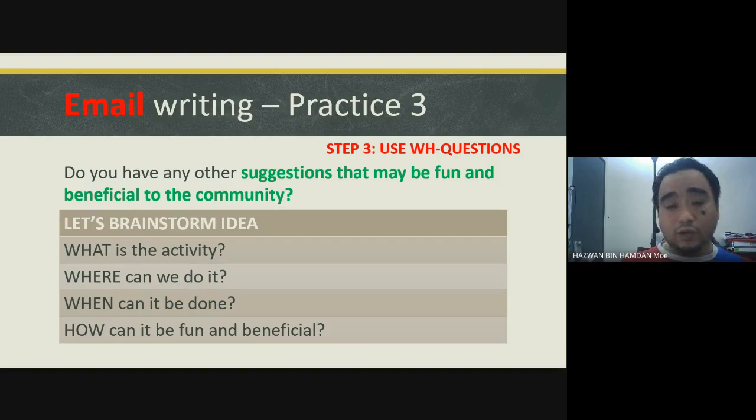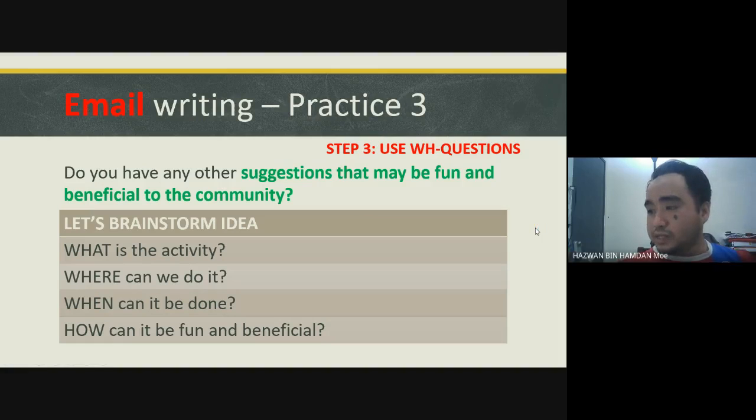I always highlight that we use WH questions, sebabnya once we have the question and then we have the answer, jawapan yang kita tulis itulah yang kita akan letak dalam karangan. If you don't brainstorm, nanti you akan tulis melirik, you do not know where you are heading to. So WH questions function as your guideline, macam pemandu arah bila you nak menulis. So what is the activity? Where can we do it? When can it be done? How can it be fun and beneficial?